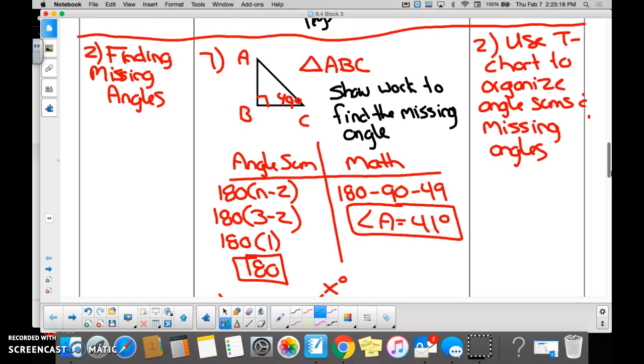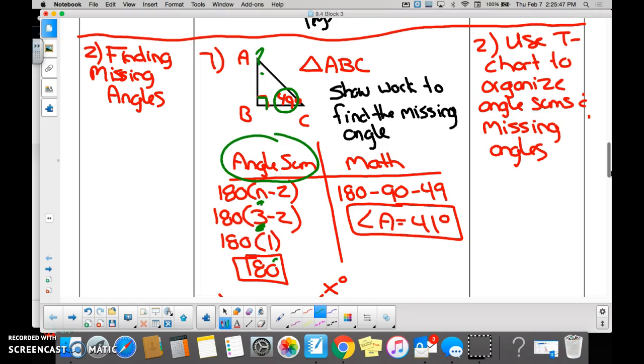I have triangle ABC at number 7. I told you that this is 90 and this is 49. I want to know what is A. First thing we need to do in order to calculate A is we need to know how much those 3 angles total together, right? So we use the angle sum formula. How many sides does the triangle have? 3. So we plug in 3 for this n, subtract 2 and then multiply by 180.